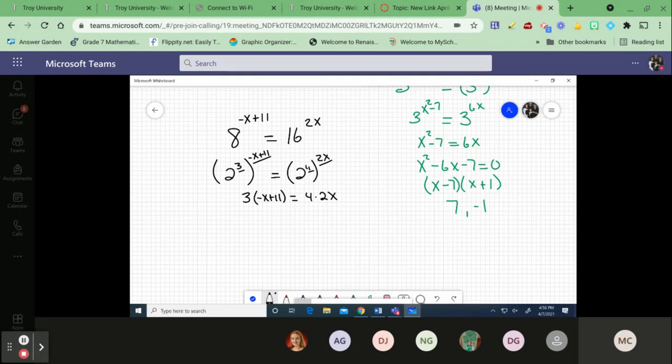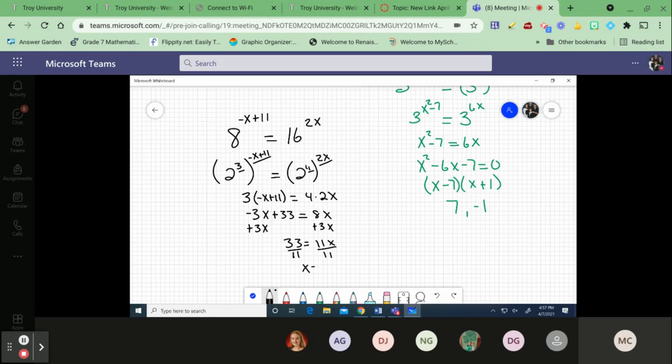So I've got -3x minus 33 plus 33 equals 8x. I'm going to add that 3x to both sides. 33 is equal to 11x. And x equals 3, right? It comes down to, once you get it in its right format, you're just right back down to having equations from chapter 1.